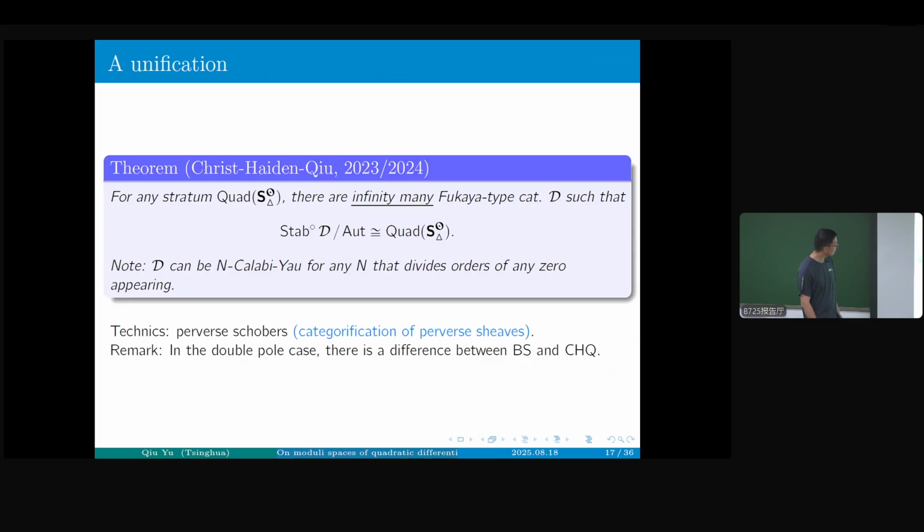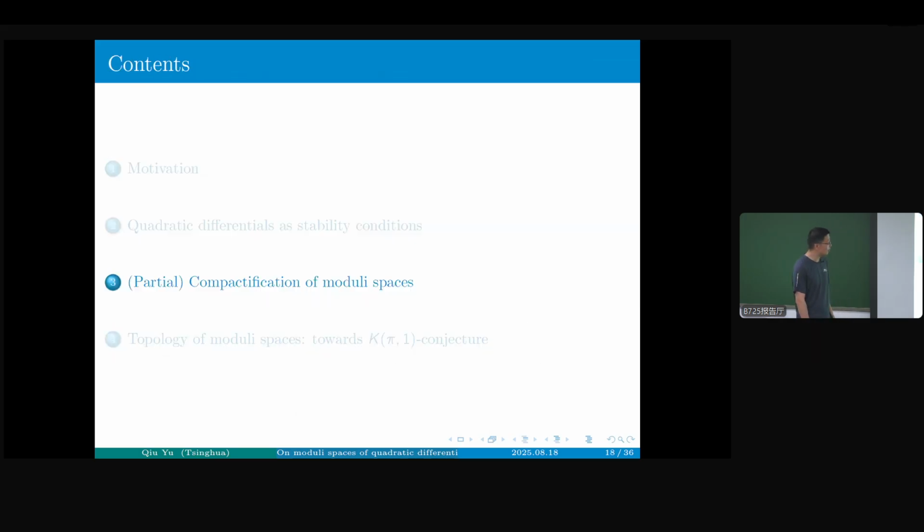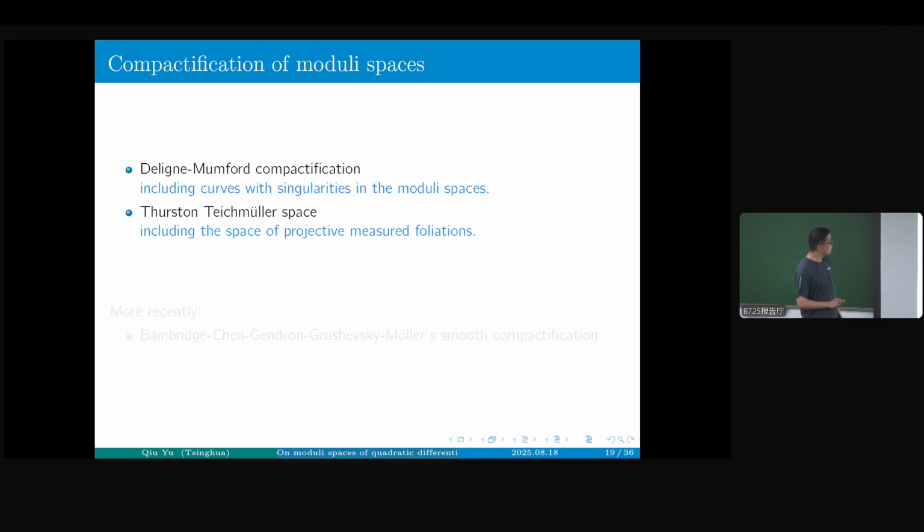So let me mention some compactification results. Compactification is important in algebraic geometry and flat surfaces. There are two classical approaches due to Deligne-Mumford and Thurston. But I'm not an expert here. I will only mention that recently there's a generalization of Deligne-Mumford's compactification due to BCGGM. Basically, they got a smooth compactification, which seems better than Deligne-Mumford's. So I just want to show that there's an ongoing project to categorify this compactification.